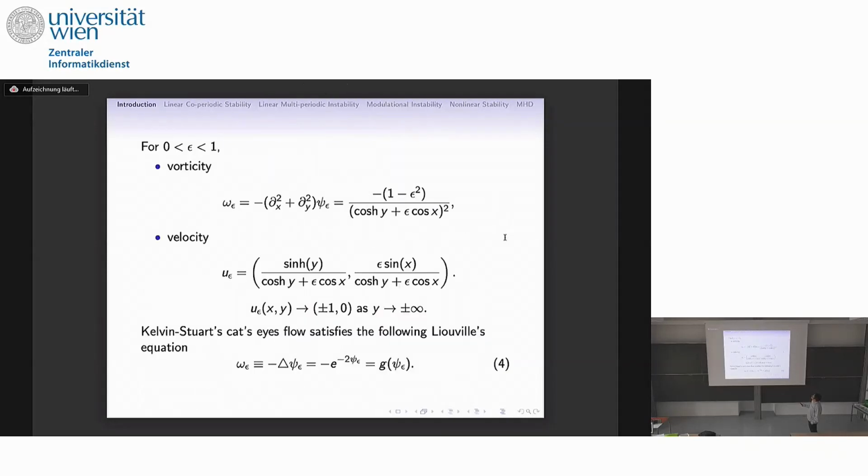Now let's look at vorticity. The vorticity is the minus Laplacian of the stream function. It takes this form, and for the velocity, it takes this explicit form. In particular, you can see when y goes to infinity, velocity will tend to (1, 0) at plus infinity, and it will tend to (minus 1, 0) at minus infinity. If you look at the equation satisfied by the stream function, you see it satisfies this Liouville equation, right? Liouville equation number 4.